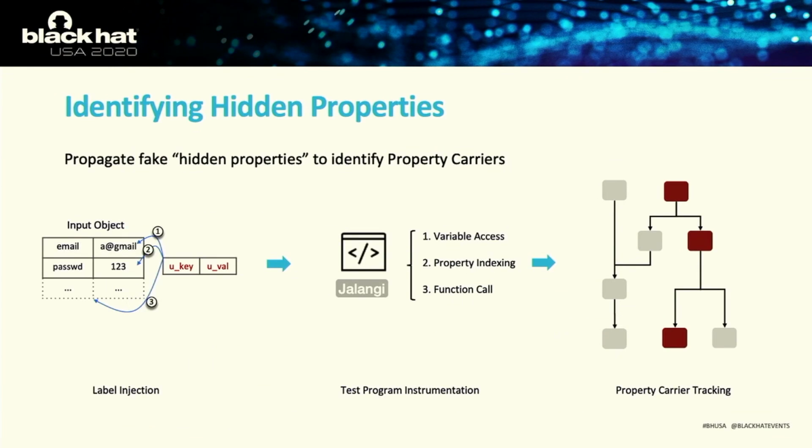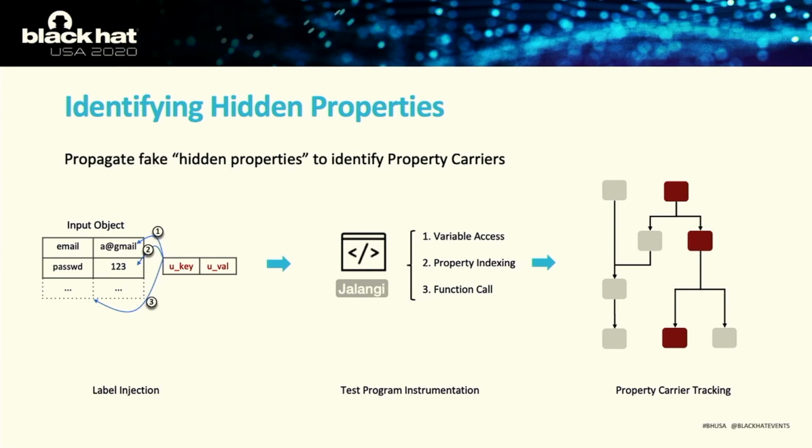So the very first thing Lynx will do is dynamic flow tracking. First of all, Lynx will generate a label object, which is a unique key and value pair. Lynx will inject the label into the input data of the program. Different properties from the input objects may flow into different program logics. So to track all the potential propagations, our label injection is performed recursively.